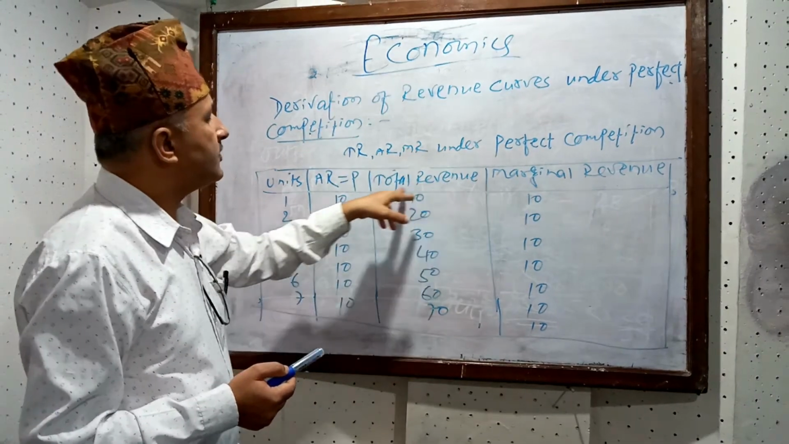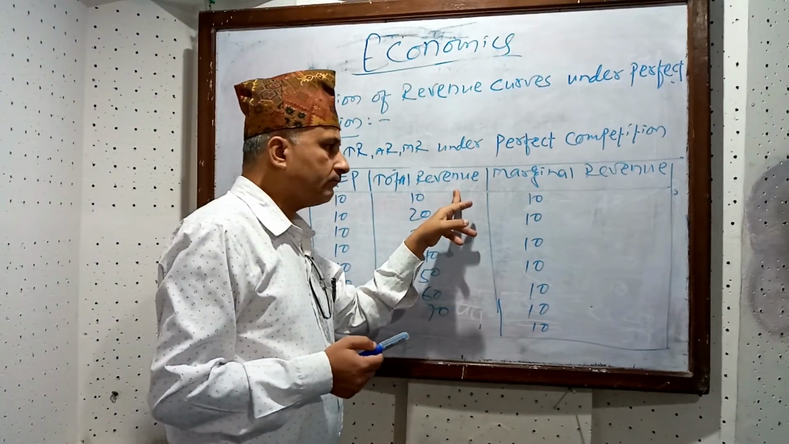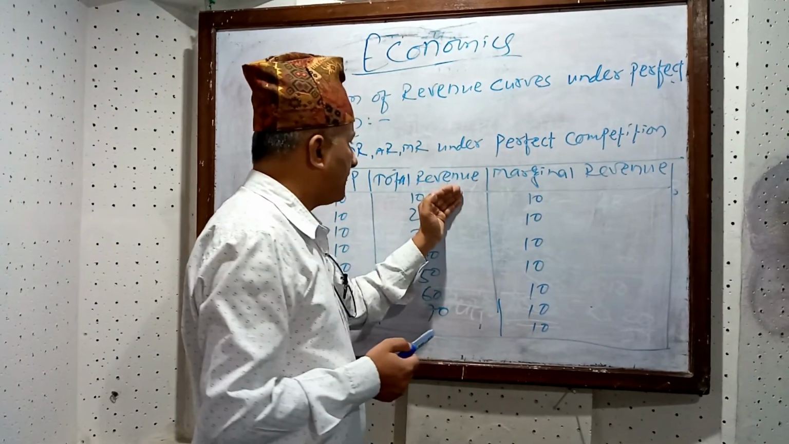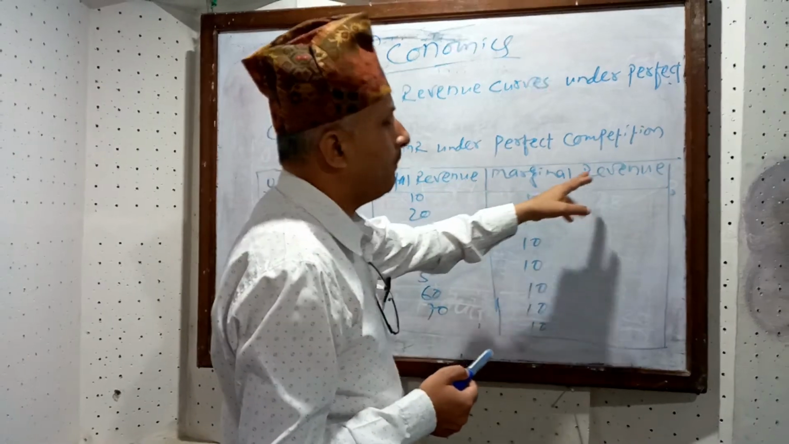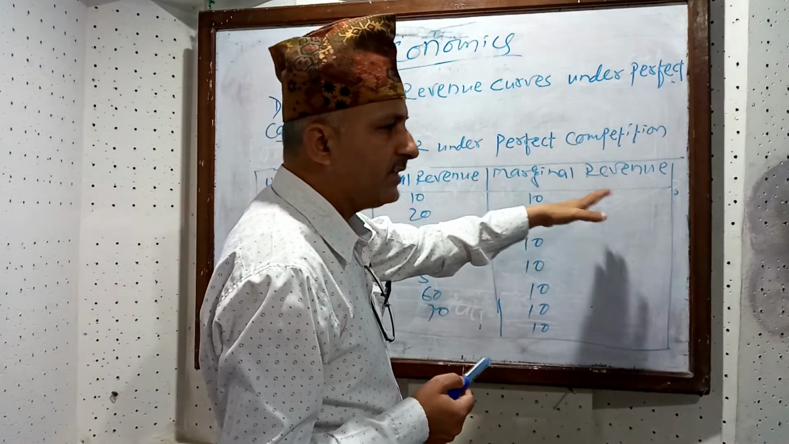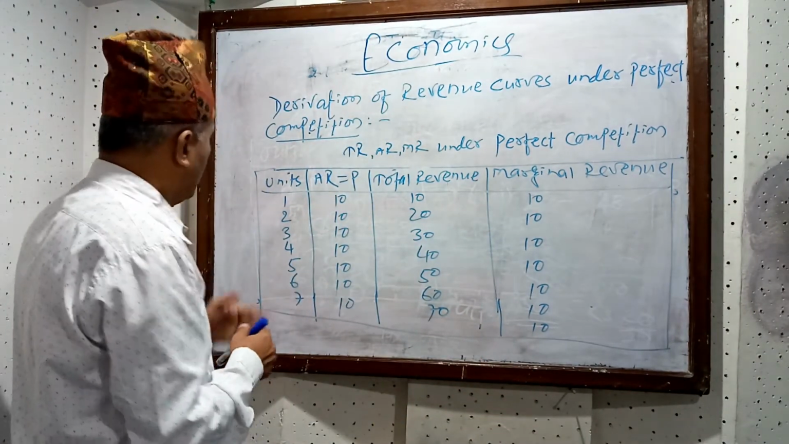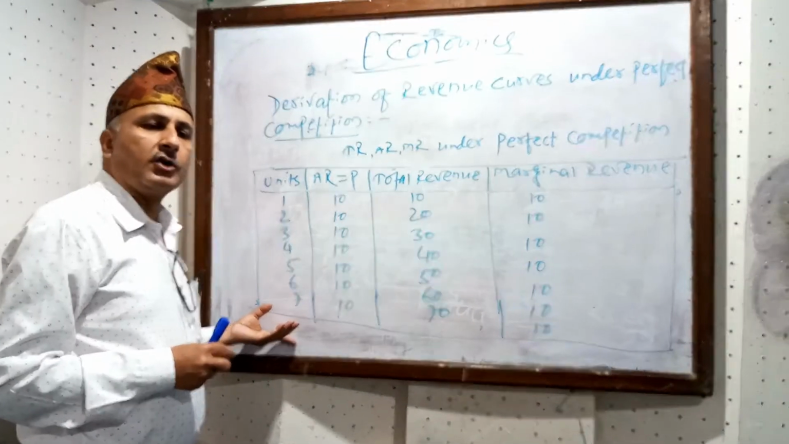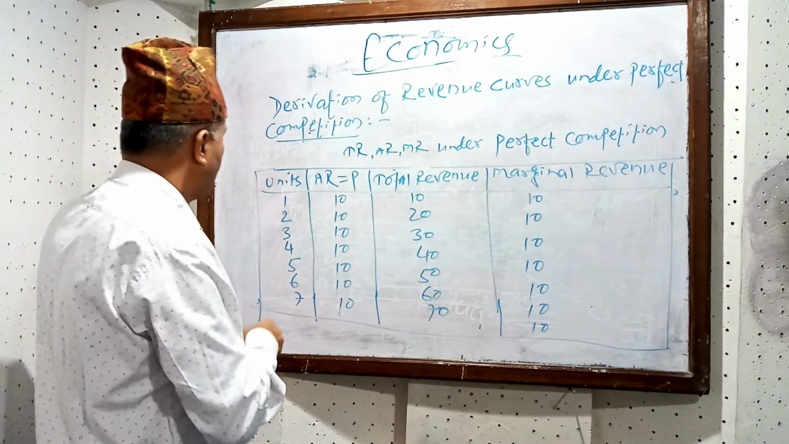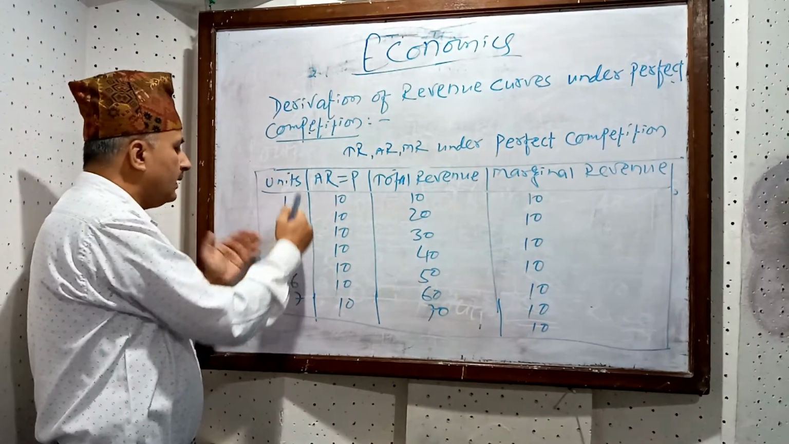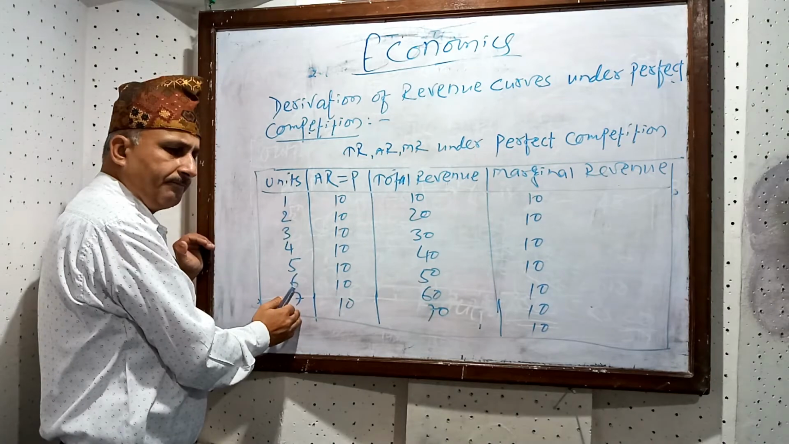Now the third column represents total revenue, and the fourth column, marginal revenue. The fourth column is marginal revenue. Okay, I think you have completed. And there are 7 rows altogether. 7 rows are there. So under the unit column, write from 1 to 7.